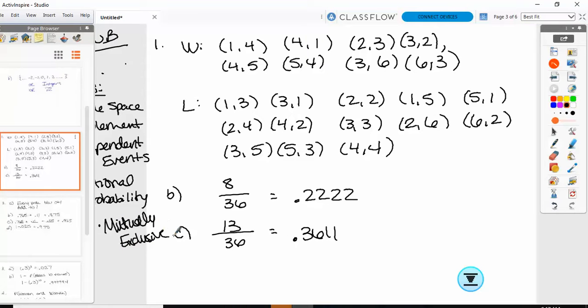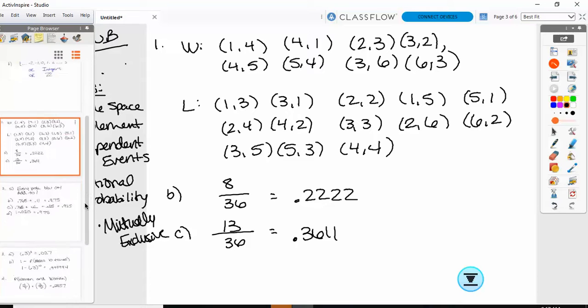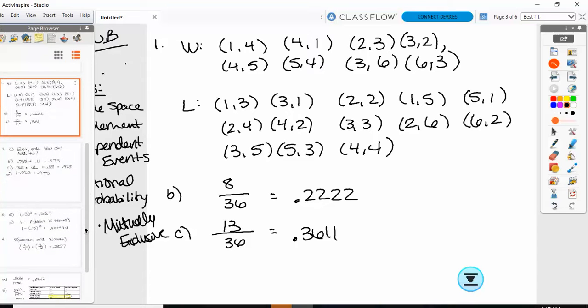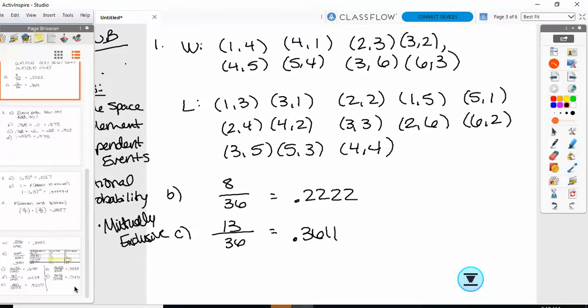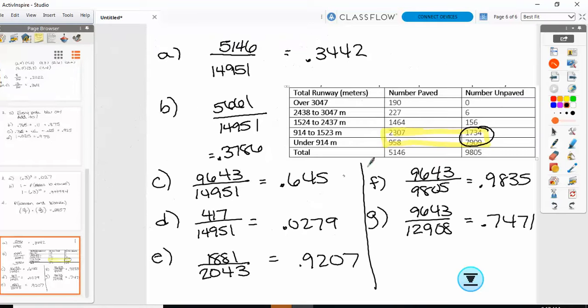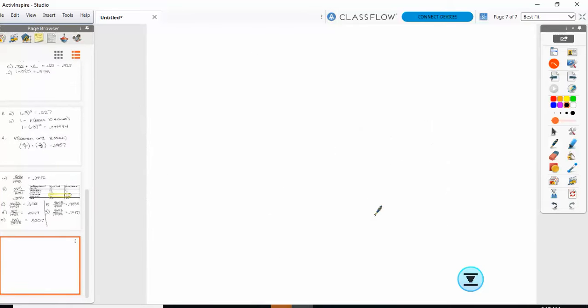Wait, can you say the example again? I said, what's the probability that one runway is both paved and unpaved? And it was 0 because it couldn't be both. So 2 events that can't both occur are mutually exclusive. So far I told you there would probably be 6 terms, and I've given you 5 of them so far. All right.